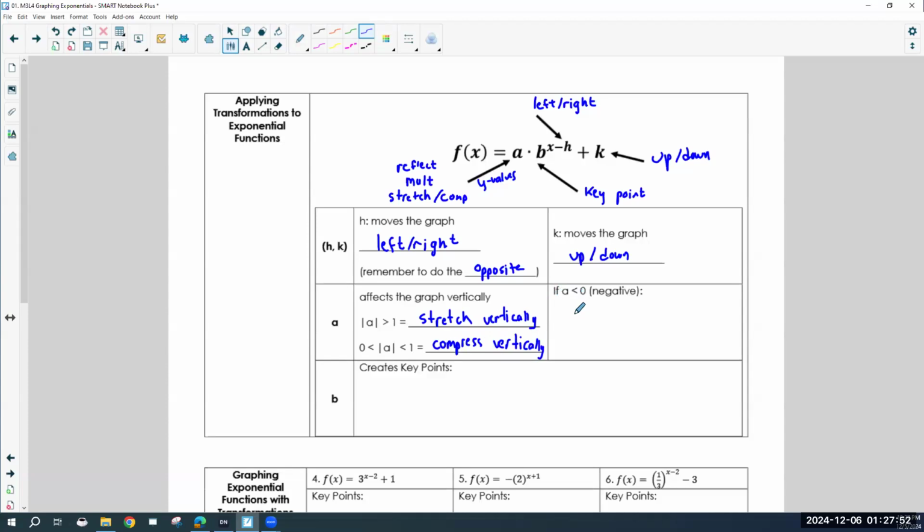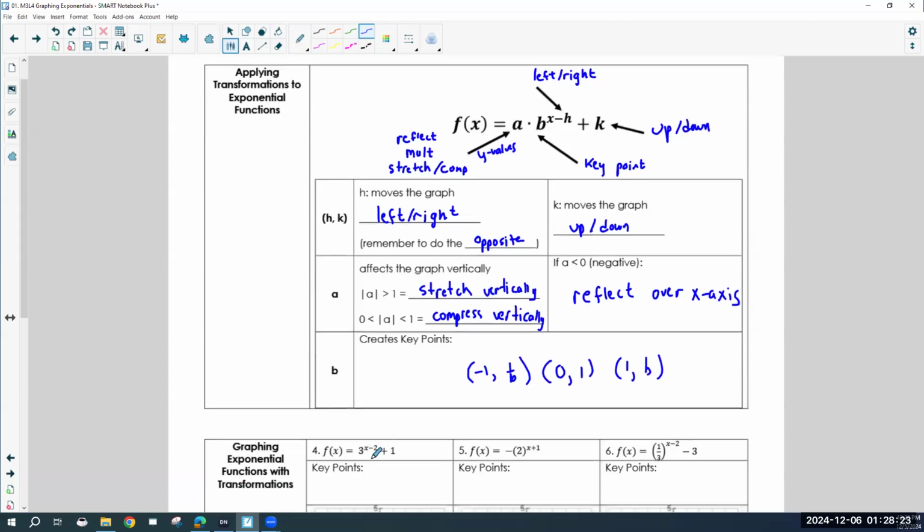If A is less than 0, meaning negative, it will reflect over the x-axis because remember, A is multiplying the y values, as I mentioned here, and that is going to cause a reflection over the x. If I make all of the y's negative, it reflects over the x. The key points, as we mentioned on the other page, are -1, 1 over b. Always the y-intercept, 0, 1, and then 1, comma, the base.